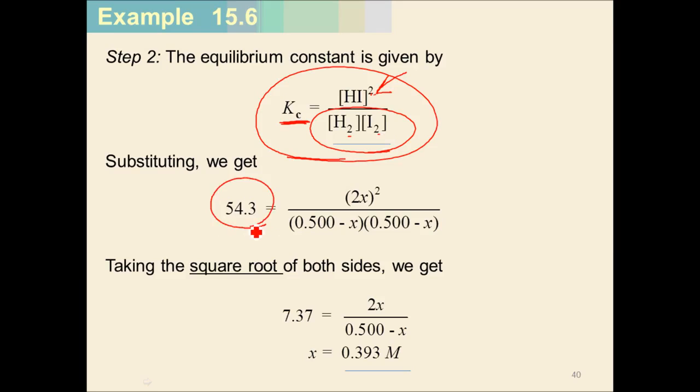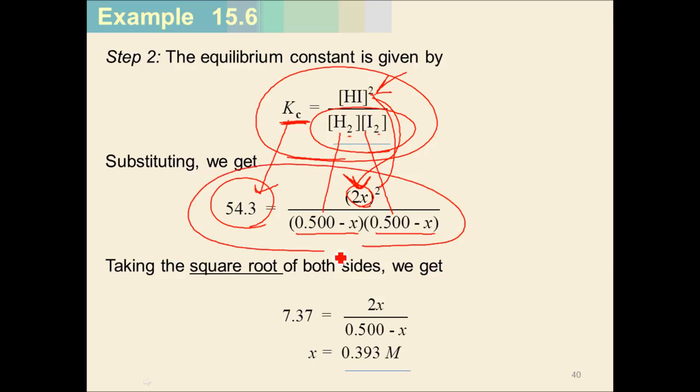So they gave us Kc, 54.3. Again, remember that the equilibrium concentration of HI from our table was 2X, and remember to square that. Our denominator would have the concentrations of H2 and I2 at equilibrium, which is 0.5 minus X and 0.5 minus X. Now, how are you going to solve this equation?